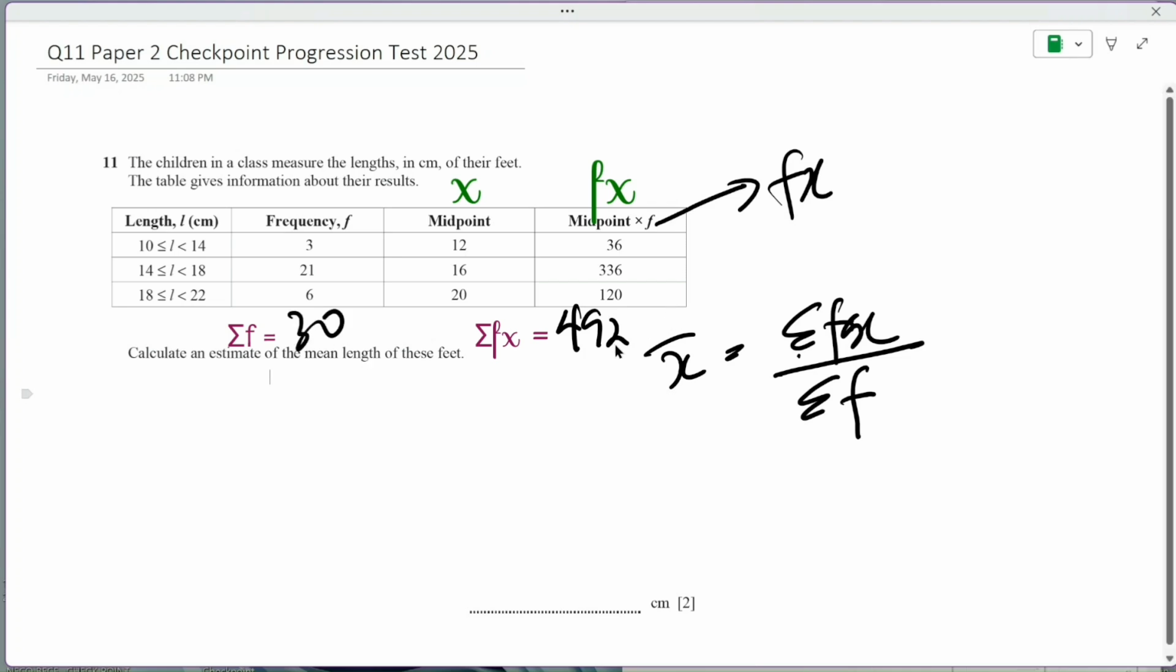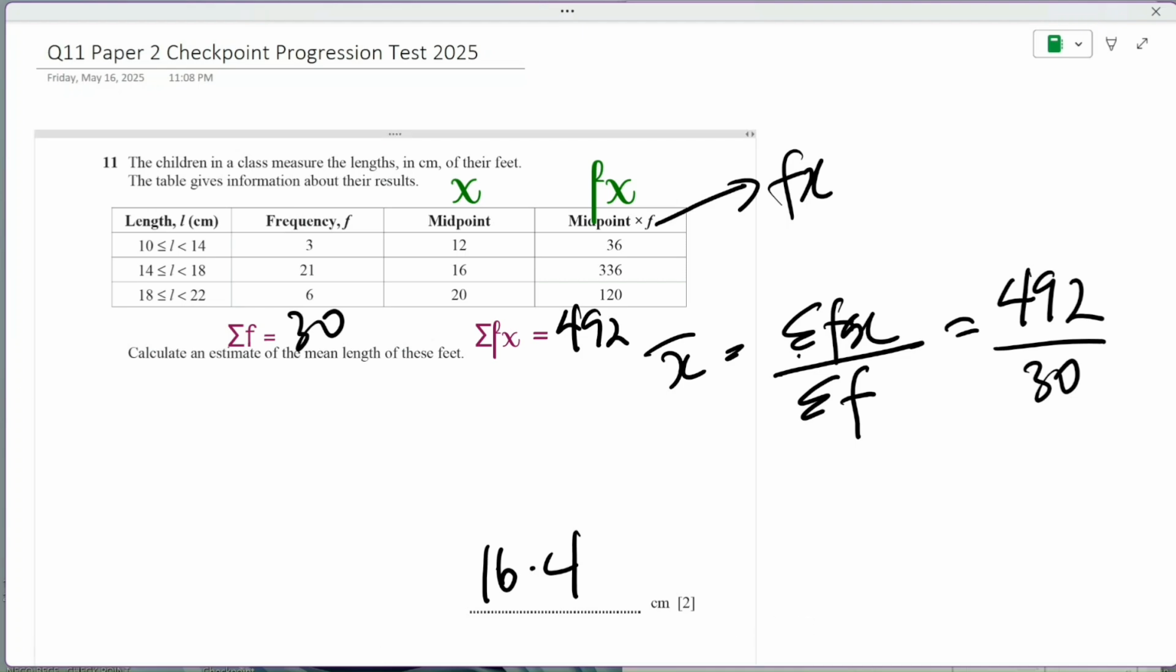Now you have summation fx as 492 and summation f as 30. So we insert it into the formula. This is equal to summation of fx, 492, over summation of the frequency, which is 30. With your calculator, you do 492 divided by 30, which will give you an answer of 16.4 centimeters. That's the mean: 16.4 centimeters.